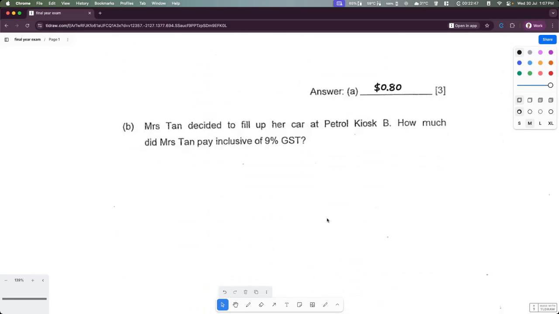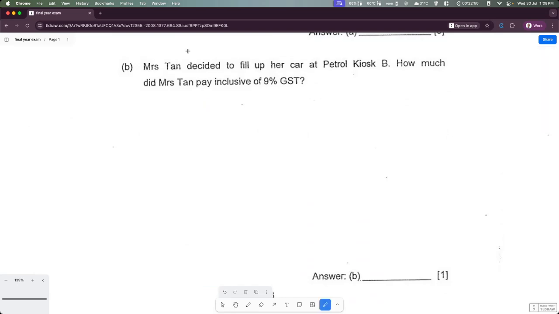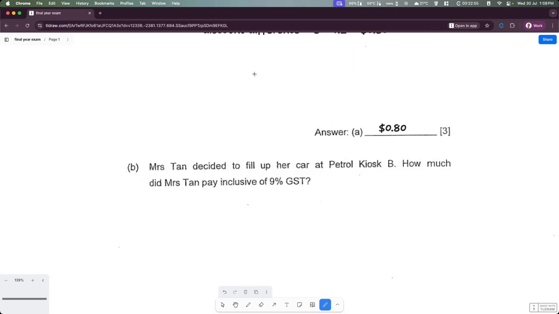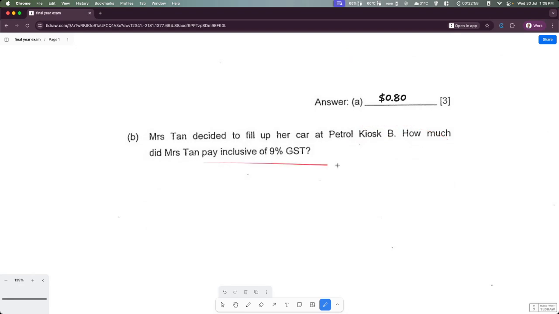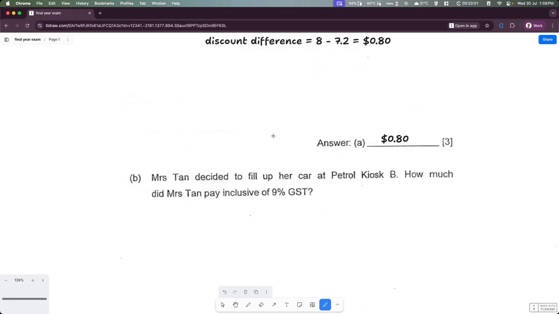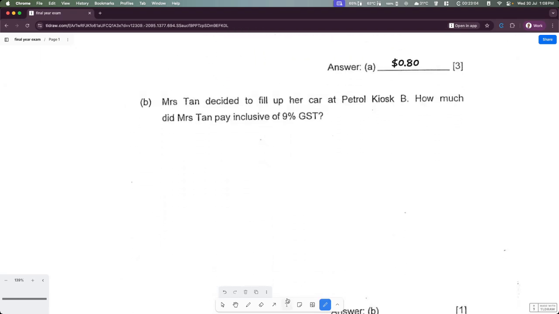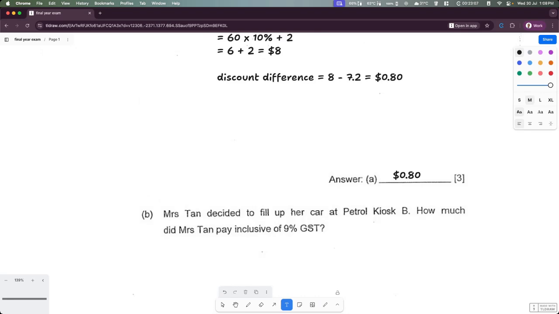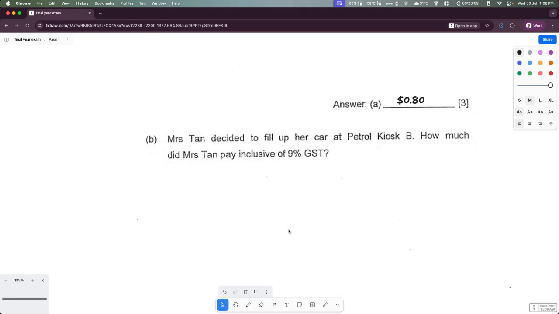So 11A here, 11B here. Mrs. Tan decided to fill up her car at petrol kiosk B. Not a good decision, right? How much did Mrs. Tan pay, inclusive of 9% GST? What we need to do is to get the discount and then add the 9% GST after that. So for petrol kiosk B, the payment is equal to $60 minus 8, the $8 discount, which will give us $52.